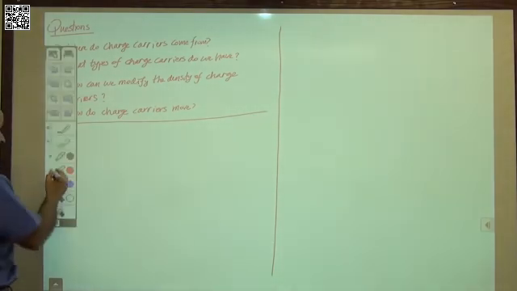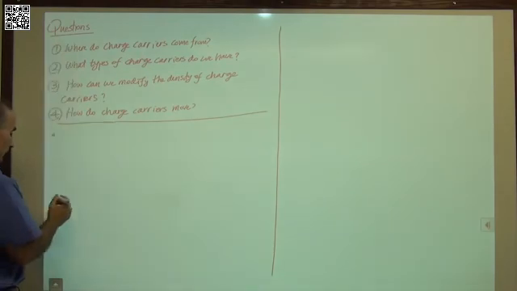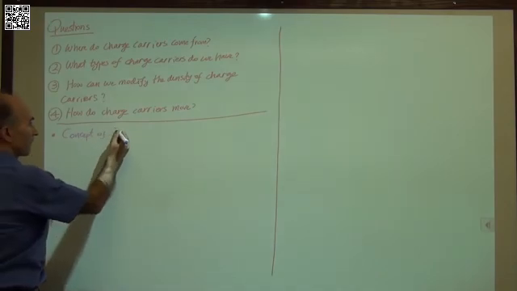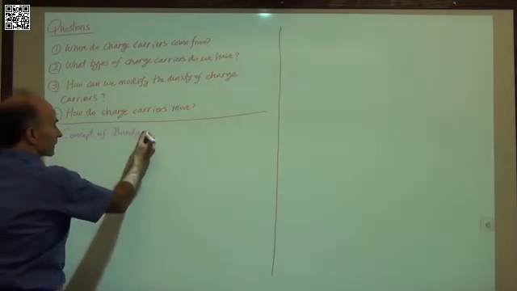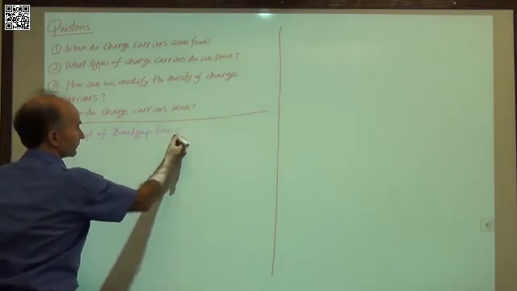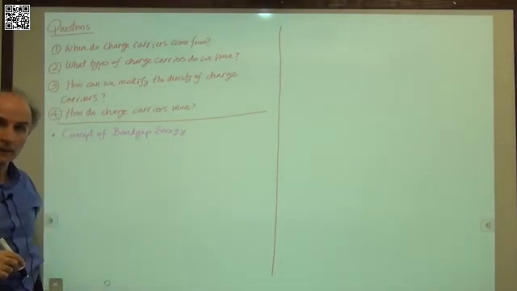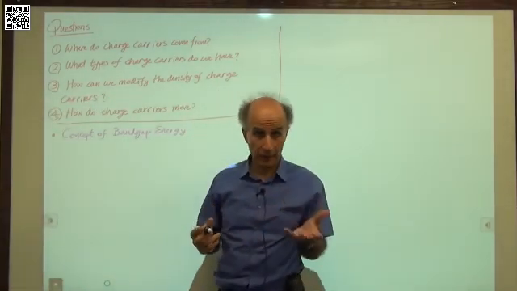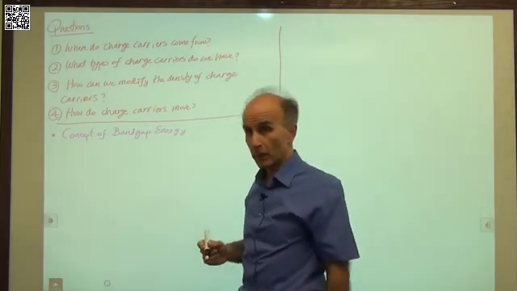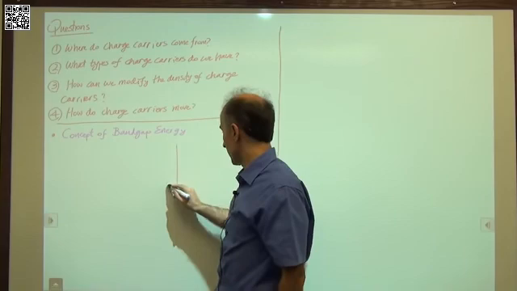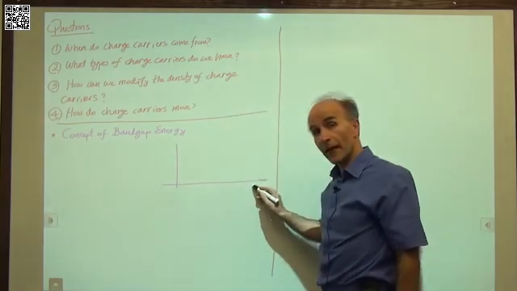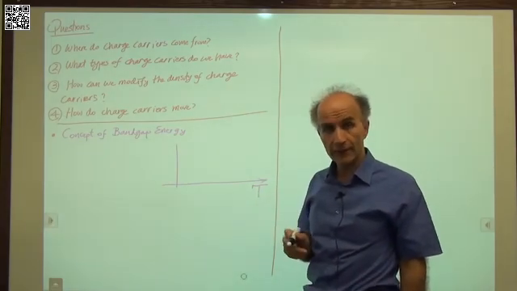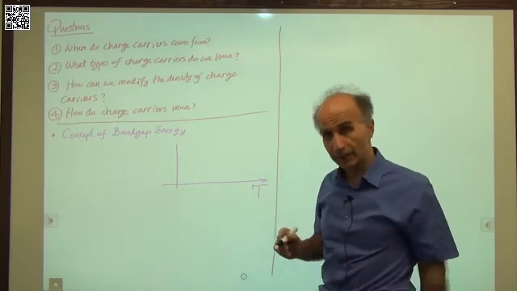Okay, we call it the concept of band gap energy. Now, along the lines of what we just discussed about a piece of silicon and some free electrons that we can find there, here's what we would expect. Let's try to plot as a function of absolute temperature the density of free electrons in silicon, just very qualitatively.